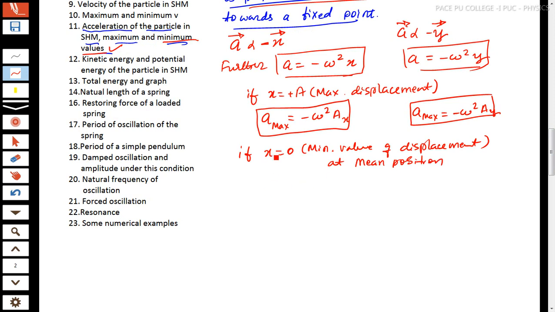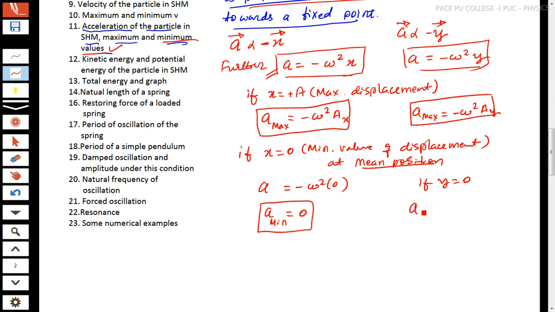When I put this in the expression, I can write a is equal to minus omega square into 0, or simply a becomes 0. This is the minimum value of acceleration. This is possible at the mean position. On this side also I can put the same thing: if y equal to 0, then a minimum is again 0. So this is how we have to understand the minimum value of the acceleration of the particle in simple harmonic motion.